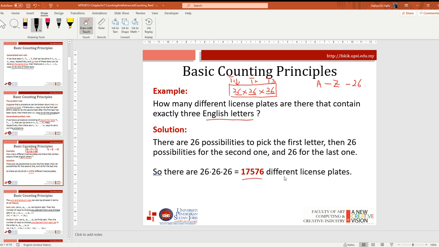For the basic counting principle, the question is: how many different license plates contain exactly three English letters? For the solution, we have 26 possibilities for each position, because if you count A to Z, it is equivalent to 26. There are three positions, 1 to 3, so you multiply 26 by 26 by 26.